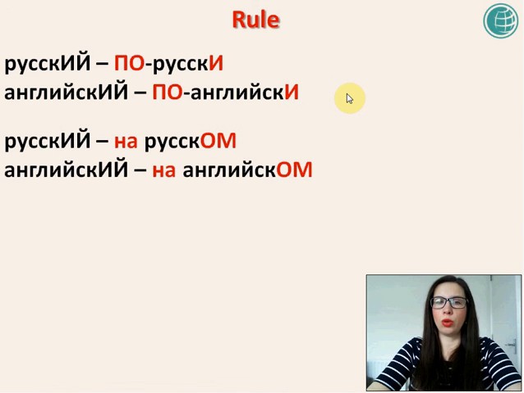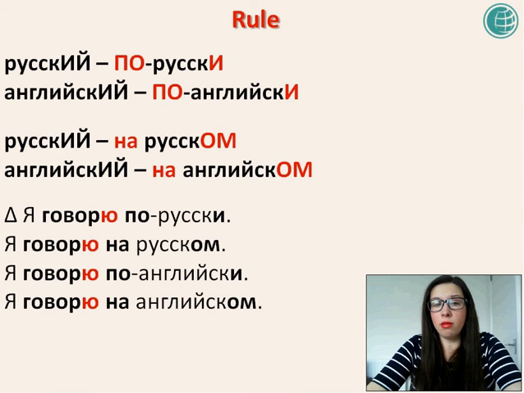And second rule, I can say я говорю на русском. I speak in Russian. You add the preposition на. На, it's not a part of the word, it's a preposition. And you change the ending ий to ом. Я говорю на русском. I speak in Russian. Английский язык. Я говорю на английском. I speak in English. These are phrases for you to learn and to use with your friends or when you visit Russia. And examples again.